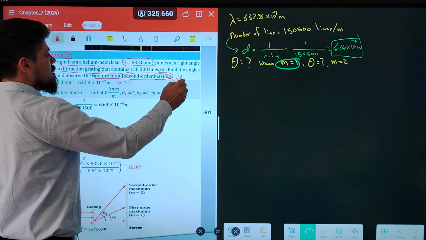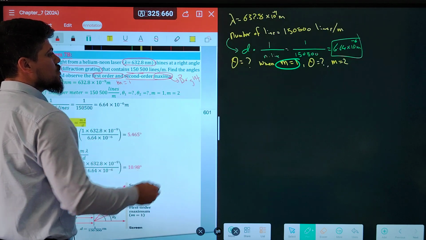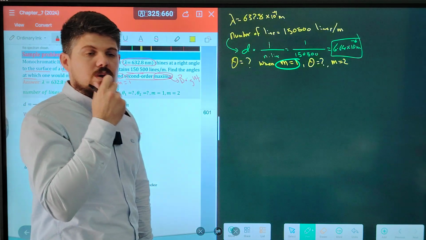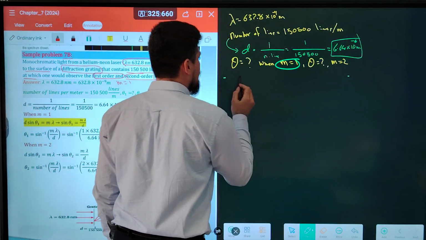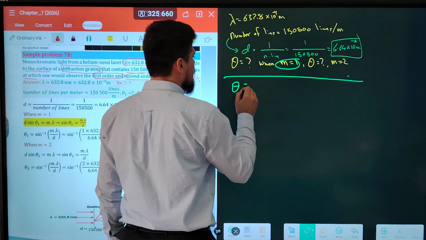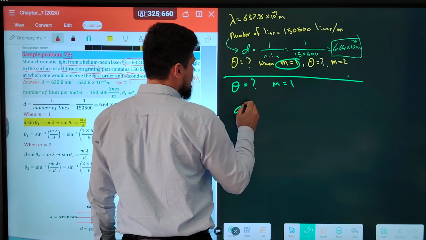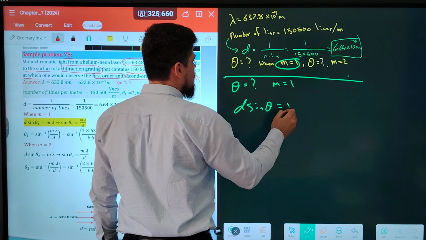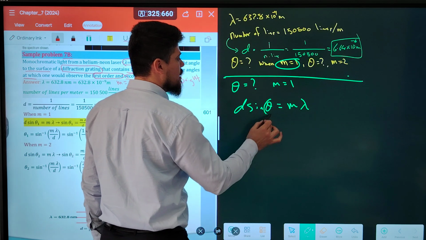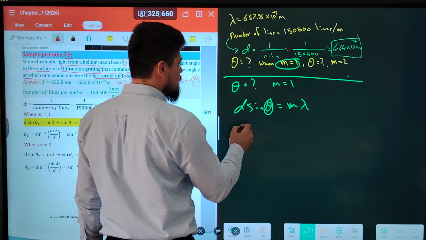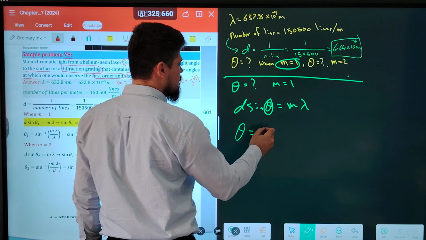Maxima means bright. That is why we have to use the equation of the bright fringe. The equation of the bright fringe: theta is equal to what when m is equal to 1? d sine theta equals m lambda. What is unknown? Theta. Whenever theta is unknown, you have to take out the sine.